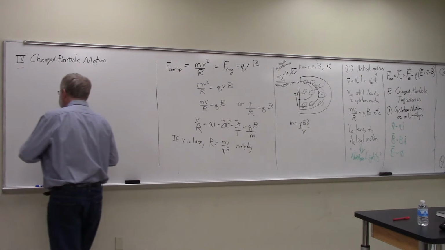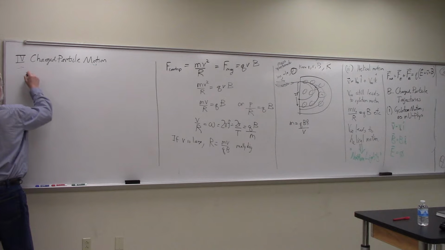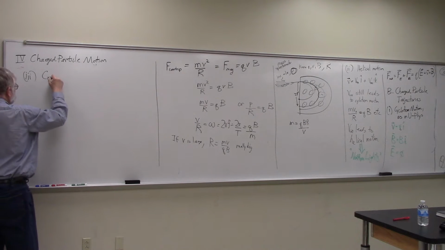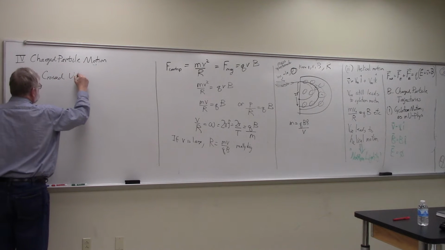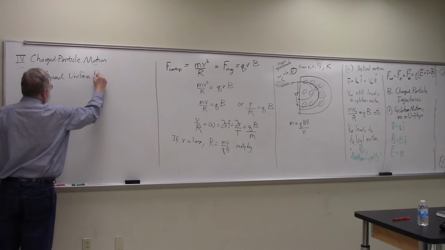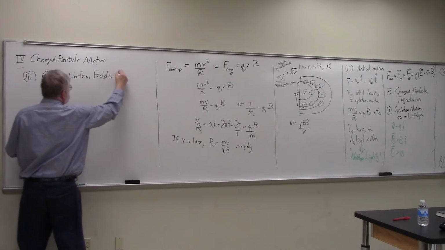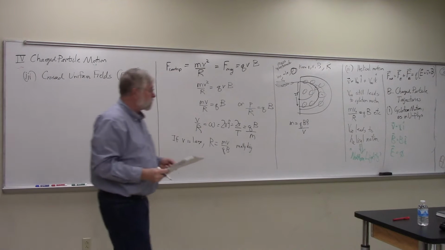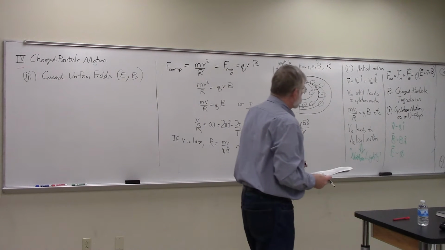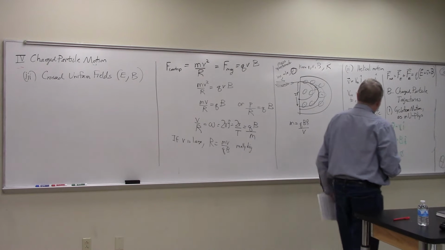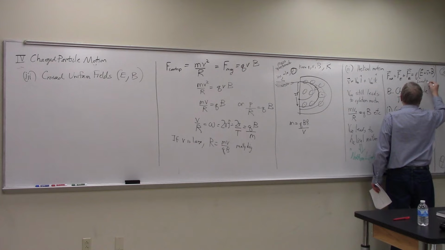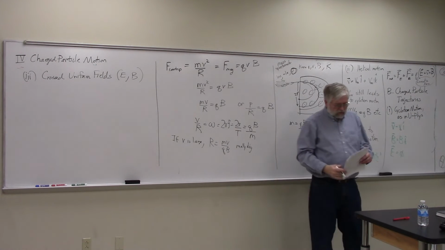Okay, third major idea here, and this will be really the last one. Crossed uniform fields. So now we're going to have both E fields and B fields, which means we'll have the full-blown Lorentz force. Did I say that's what this is called? This is called the Lorentz force: F equals Q times the quantity E plus V cross B.